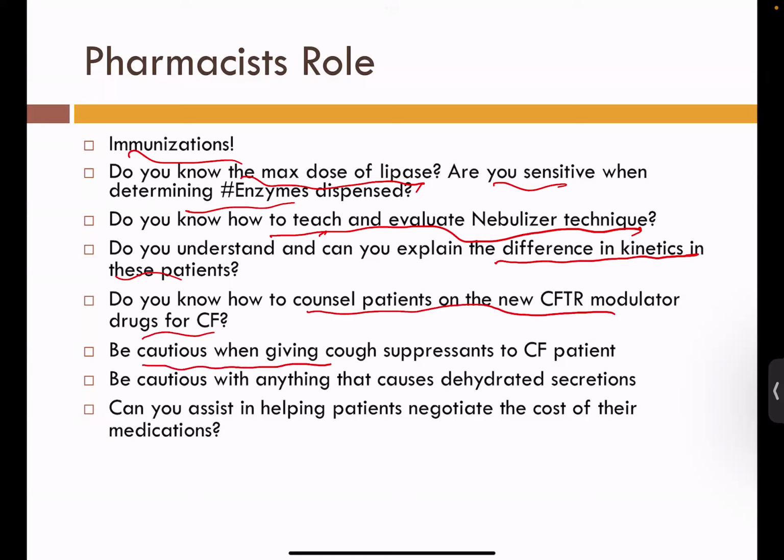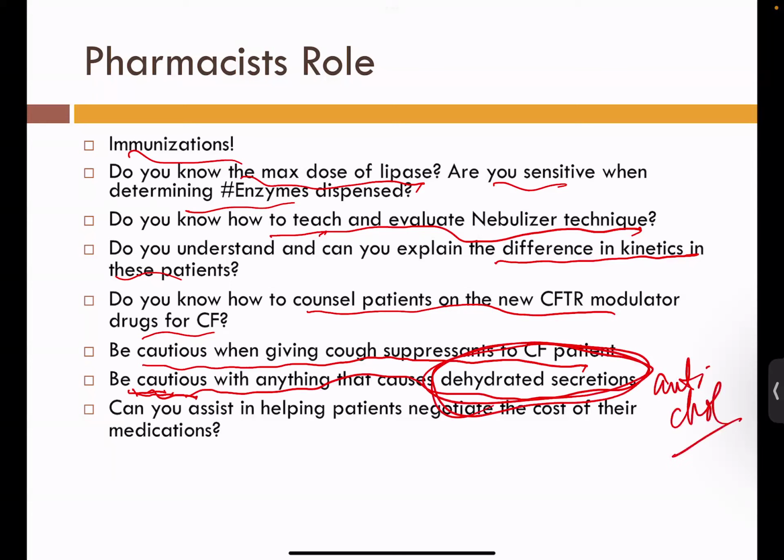Be very cautious when giving cough suppressants to a CF patient. And this is something I don't think I mentioned till now, and I apologize about that, but I think it's sort of obvious. Don't give anything that causes a dehydration of secretions, right? So this is going to be any anticholinergic. Anything that dries up secretions is going to dry up that airway surface liquid even more, and that's really bad.